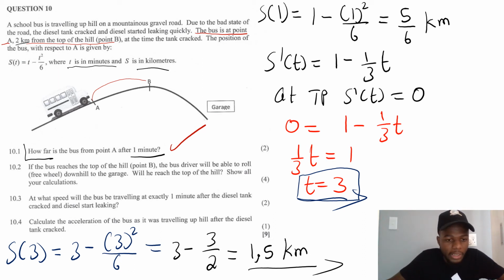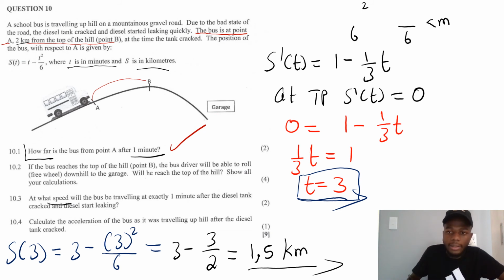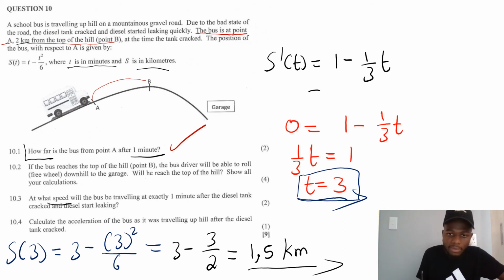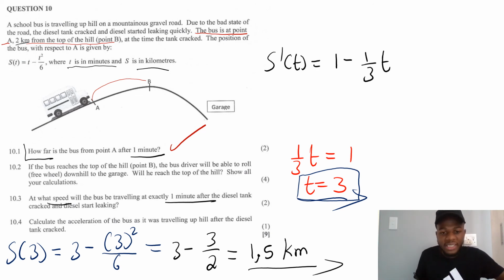At what speed will the bus be traveling exactly 1 minute after the diesel tank cracked and the diesel started leaking? Now we are calculating the speed. Speed is like a velocity. To calculate the speed, you need to differentiate your equation first, and we have the derivative equation here. We use the derivative equation to calculate the speed or velocity. We are also given exactly 1 minute, so our t is going to be 1 in this equation to find the speed.